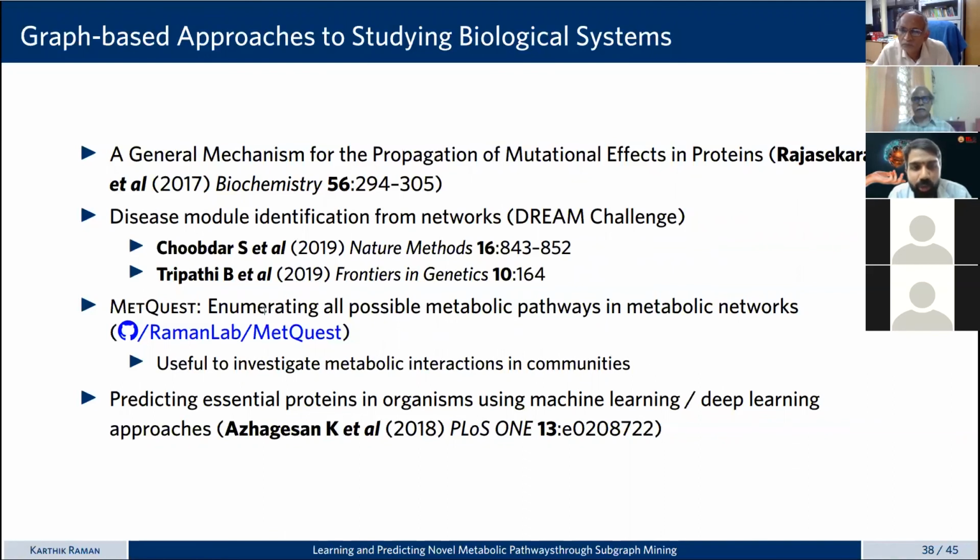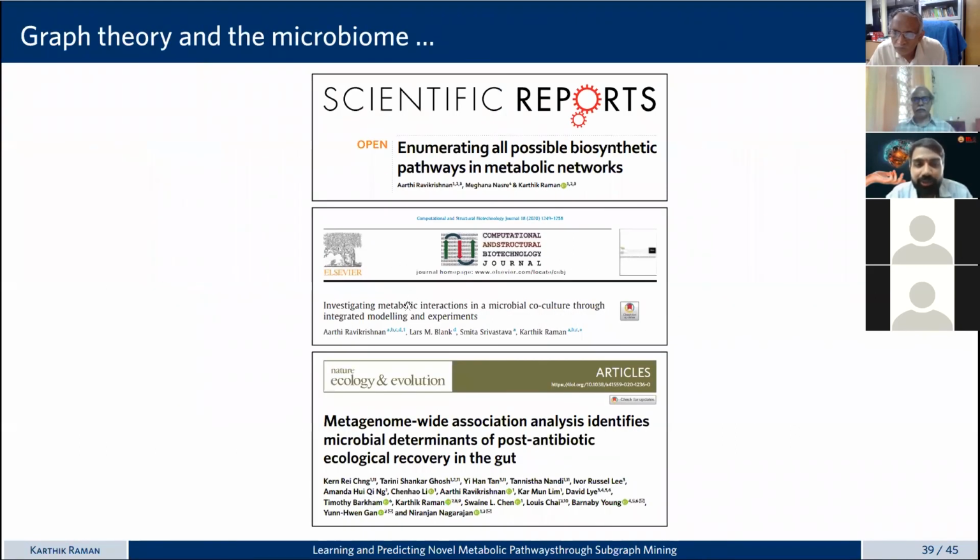And then we built a tool for enumerating all metabolic pathways in metabolic networks. This is not novel pathways, but just existing pathways, trying to trace them in metabolic networks. And we have exploited that to understand interactions in communities. I'll show you in the next slide. We've also used a very different application where we identify essential proteins in organisms using machine learning just from network information. And these are a couple of very interesting papers from our lab, these two in the last couple of months, and this is a couple of years older.